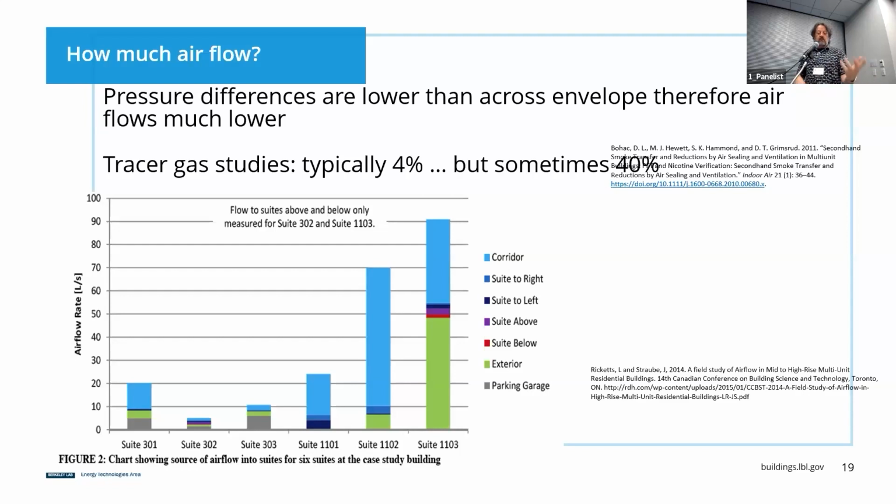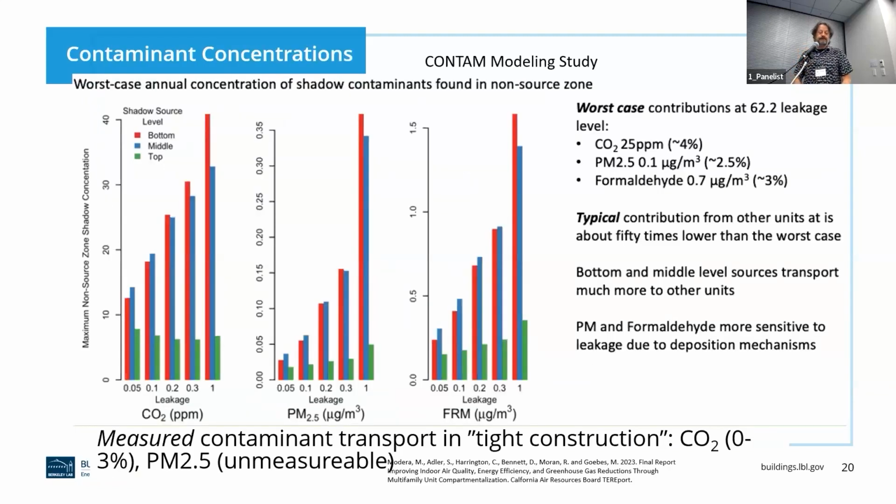There's been other studies done where I couldn't find a nice figure. I just pulled a sentence out, right? Typically, we get about 4% of the total airflow that's in and out of the unit going to the rest of the building rather than to outside. But sometimes it's 40%. So what do we do? Again, I think that comes down to testing, right? In other words, the air tightness still matters because you could get a lot of airflow if you have a leaky building, but it's usually pretty small.